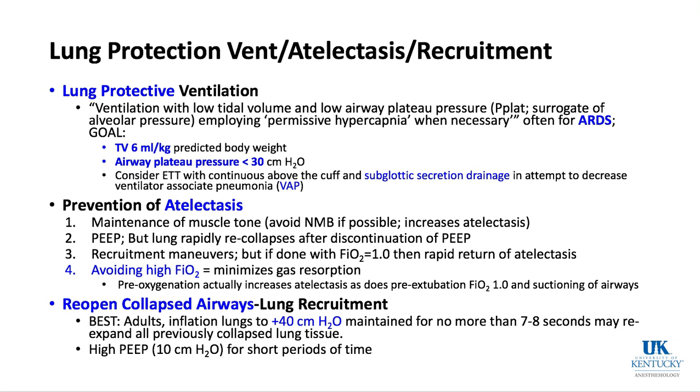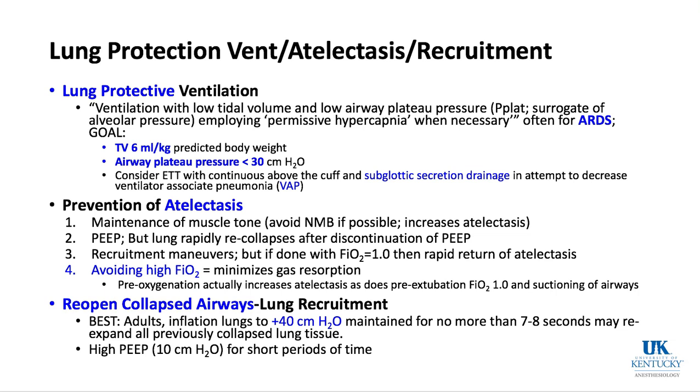And if they have a tube that has a drainage port just above the cuff, you're sucking out the secretions that are going down there, so they don't go around the cuff and into the lung, potentially reducing VAP. How do we prevent atelectasis in patients?